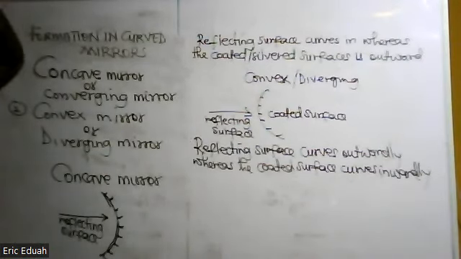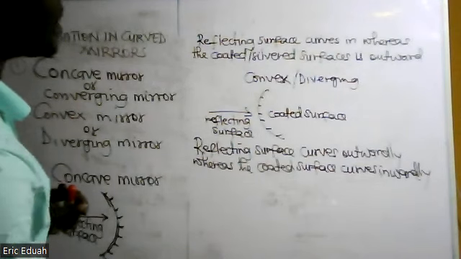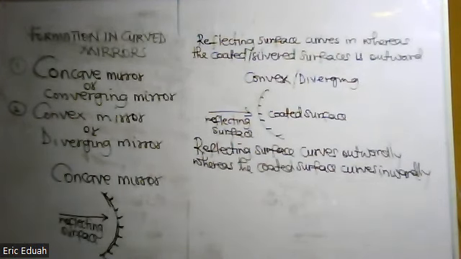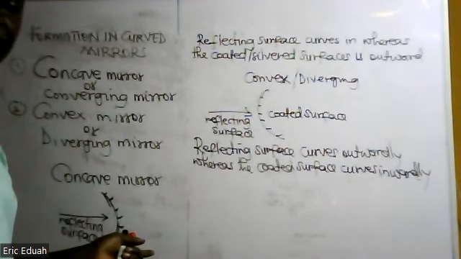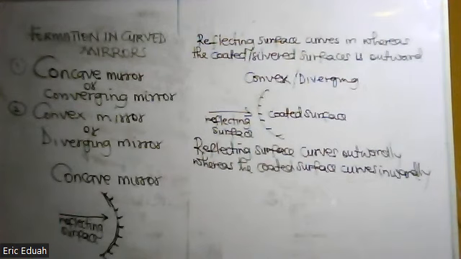So that is it with the curved mirrors. Concave mirror or convergent mirror: the reflecting surface curves inwardly, whereas the coated surface curves outwardly. Then with convex or divergent mirror, the reflecting surface curves outwardly, whereas the coated surface curves inwardly.